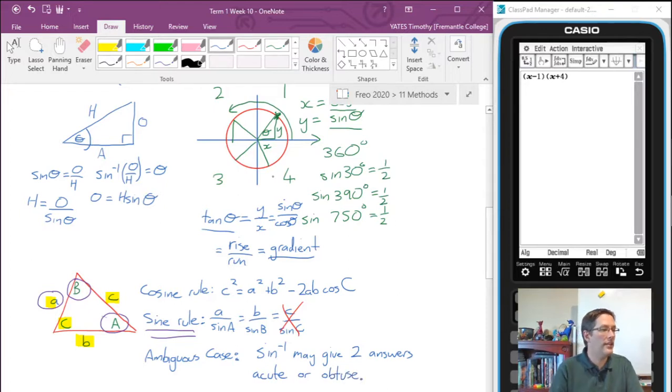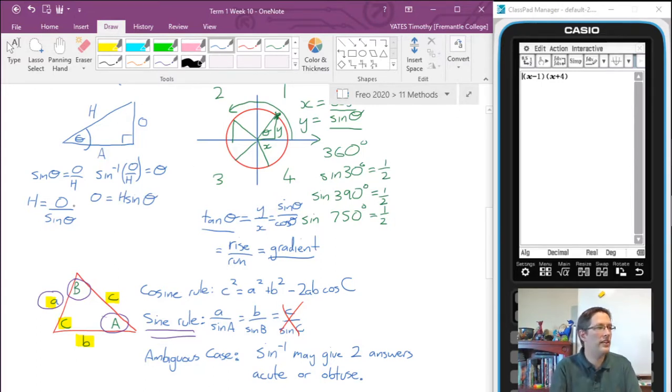So that's the ambiguous case there. And that's something to be really aware of: whenever you use inverse sine on a triangle, there are two possible answers. That's just an important part of using this.